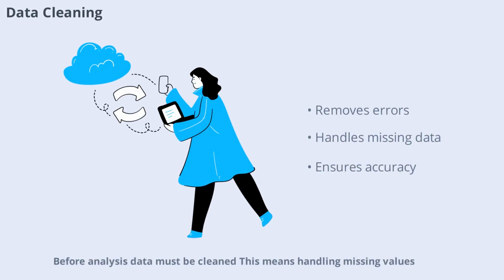For analysis, data must be cleaned. This means handling missing values, correcting errors, and removing duplicates. Statistics helps us identify anomalies and inconsistencies in the data. Clean data leads to more accurate analyses and better models. In data science, data cleaning is often the most time-consuming step, but it's essential for trustworthy results.